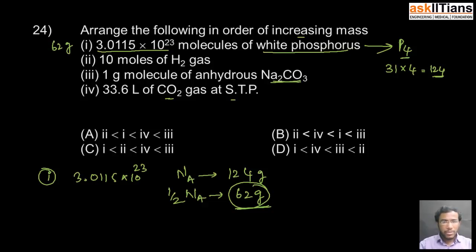And let's see the mass of 10 moles of hydrogen gas. 1 mole of hydrogen gas is what? 2 grams. So 10 moles is 10 into 2, that is 20 grams. This is simple. And the third one, see the third one, 1 gram molecule of anhydrous Na2CO3.